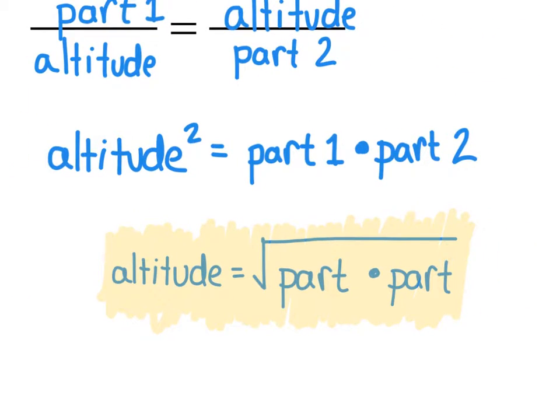If I'm looking for the altitude of the large right triangle, then I do the square root of the part 1 times part 2. I didn't designate them as such inside the radical because we're multiplying them together, so the order that you multiply them doesn't really matter. So let's take a look at how we use that to solve the lengths of any right triangle.